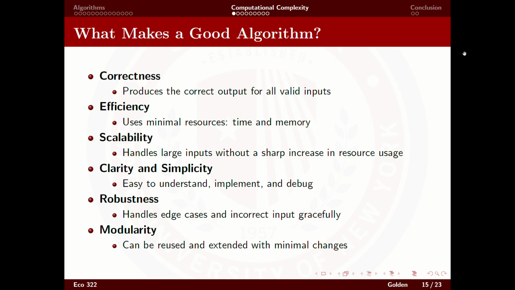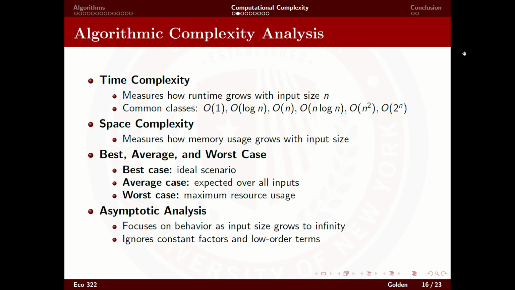We want clarity and simplicity, easy to understand, implement, and debug. We want it to be robust. We want it to handle edge cases and incorrect input gracefully. We want something that can be reused and extended with minimal changes. So time complexity measures how runtime grows with input size n. Common classes are O(1), O(log n), O(n), O(n log n). I'll show you how these compare in the next slide.